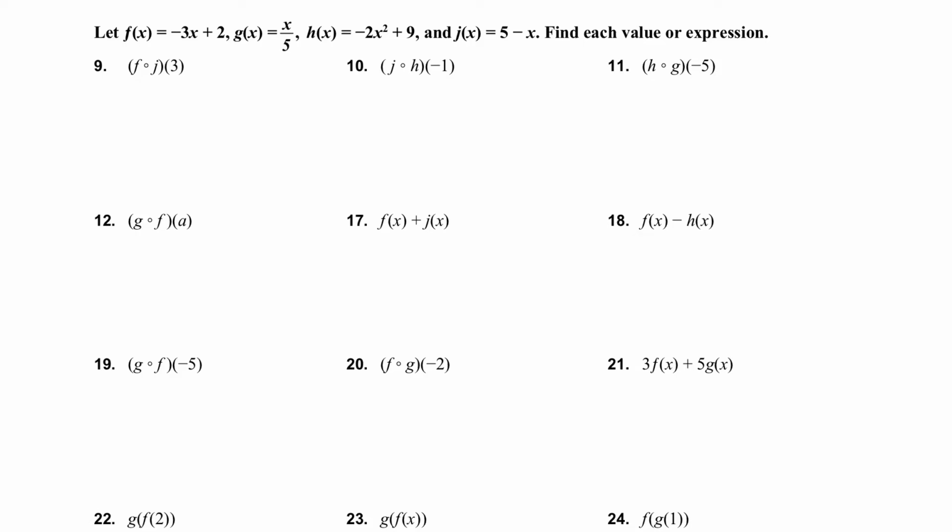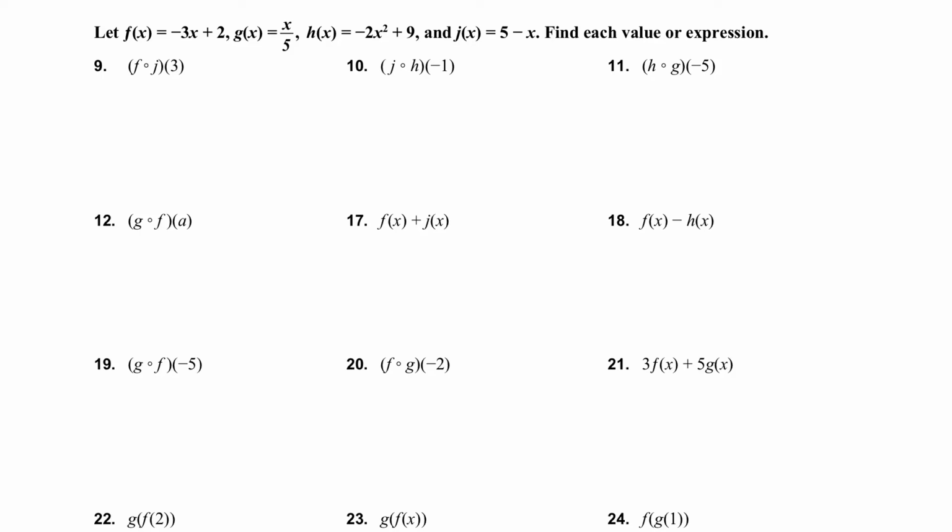The next set of problems deal with composition. In other words, we have a function that's going to go into a function. So I'm going to randomly select problems to do with you here. It says let f of x equal negative 3x plus 2. Let g of x equal x divided by 5. We have h of x, which is equal to negative 2x squared plus 9. And j of x is equal to 5 minus x. It's telling us to find each value.